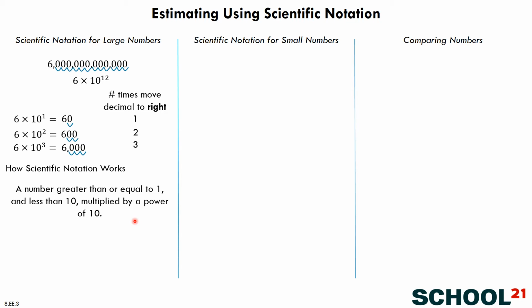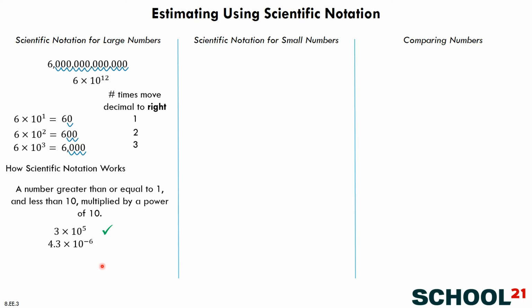So let's give a few examples and see which ones are scientific notation. How about this one? 3 times 10 to the 5th. Is the 3 greater than or equal to 1? Yes. Is it less than 10? Yes. And is it multiplied by a power of 10? Yes. Okay, good. So that's scientific notation. All right? Okay. Let's do another example.